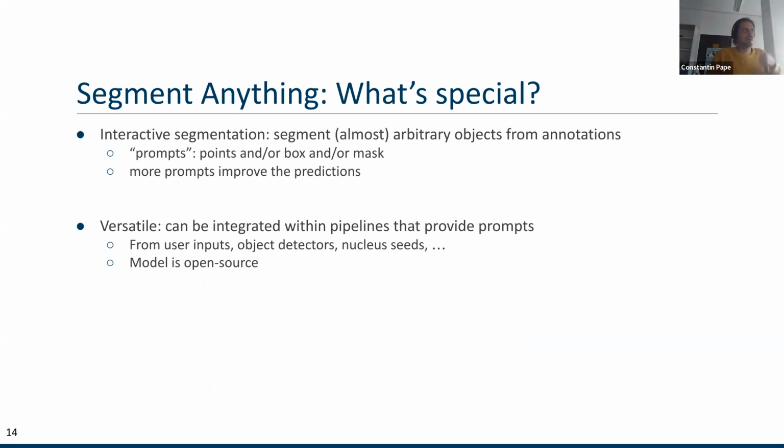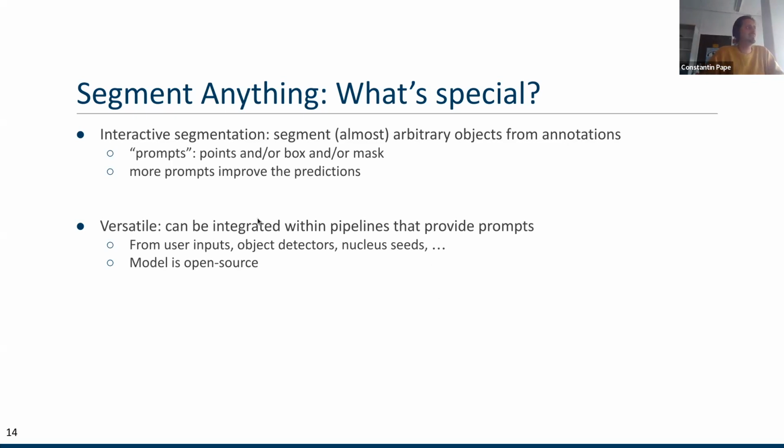I've already said this, the really special thing, why this made so many waves, is that it can segment almost arbitrary objects from annotations, for many different image modalities, based on these user inputs or prompts. And it's also trained in a way that the predictions by the model can be improved. Basically, if after putting the first point or just the bounding box around the object there's an error, more points can be given in order to improve the prediction.